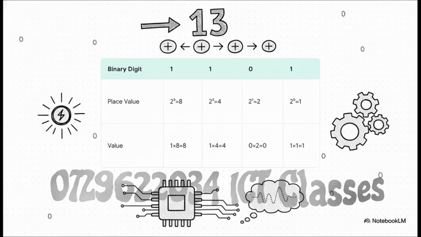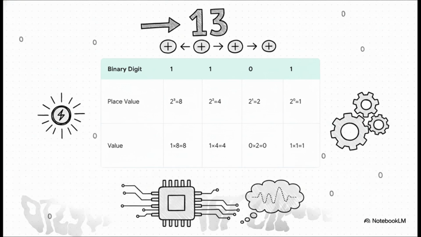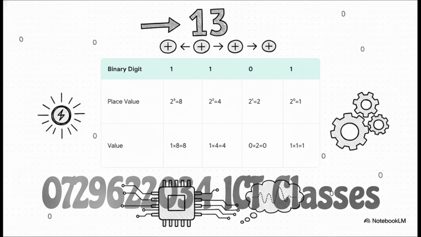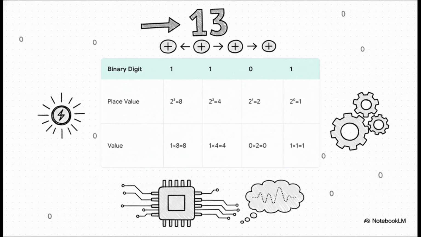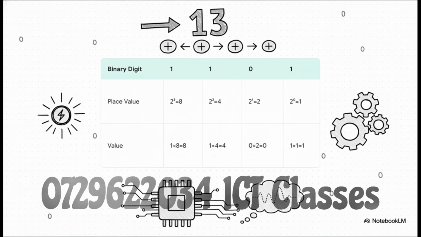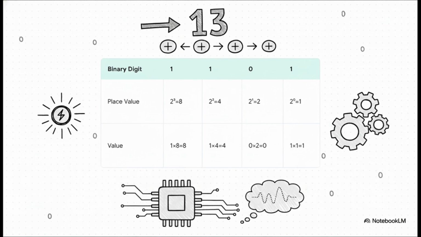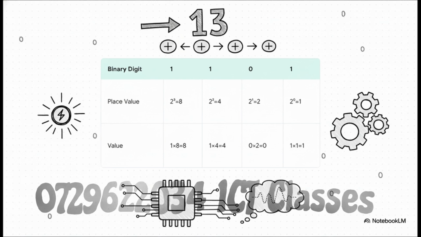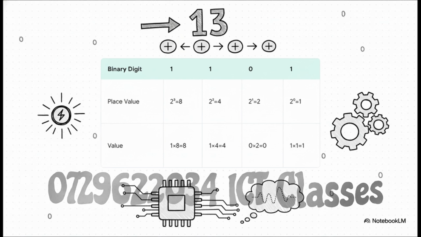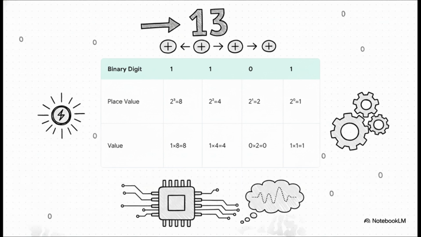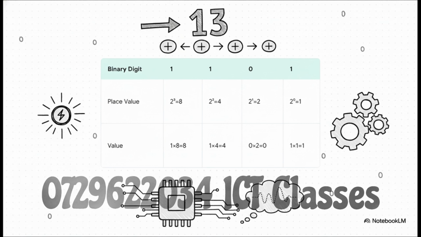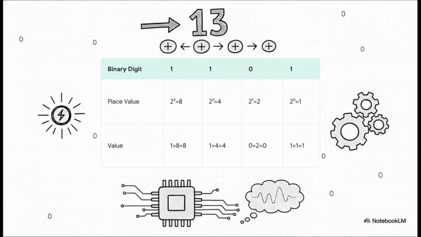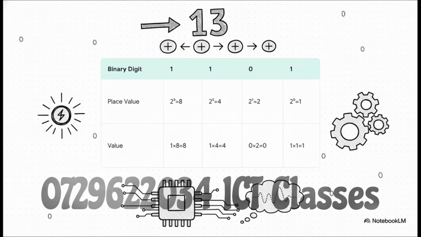See, each spot in a binary number has a specific value. If you go from right to left, the first spot is worth 1, the next is 2, then 4, then 8, and so on. They're all powers of 2. So the computer takes a number like 1101 and just adds up the value for each one. In this case, that's an 8 plus a 4 plus a 1. Add them together, and what do you get? 13. A perfect translation right back to our language.